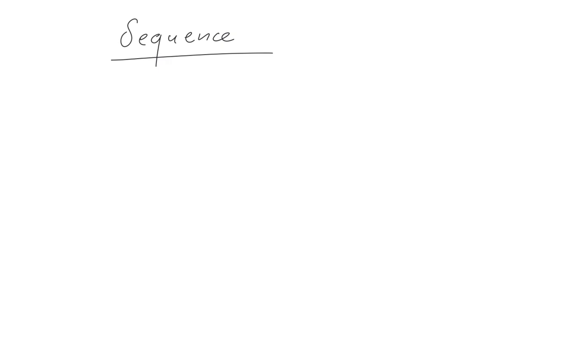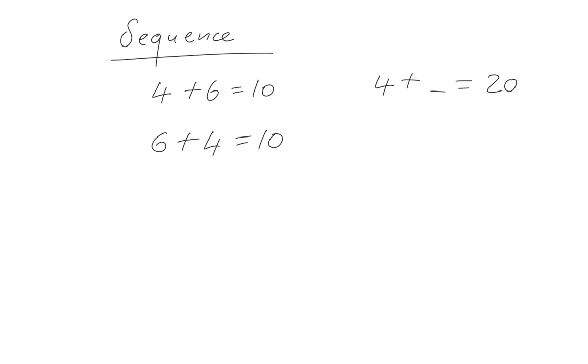In terms of a sequence, I would suggest that if you are doing 4 plus 6 equals 10, and then we have the 4 plus something equals 20, then I would suggest that you do the turnaround fact. So if I know that 6 plus 4 equals 10, what about 6 plus something equals 20? So that we keep reinforcing those number partners to 10, or those rainbow facts to 10, and then we get our facts to 20 as well.